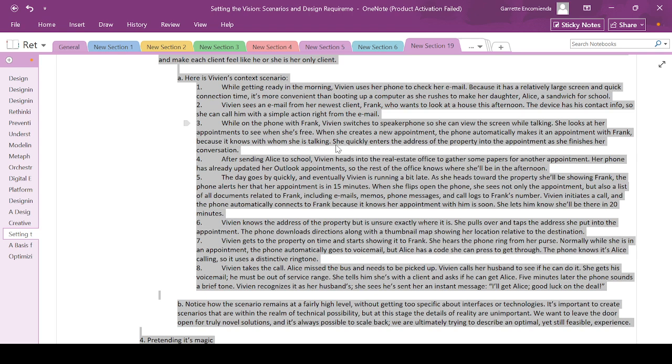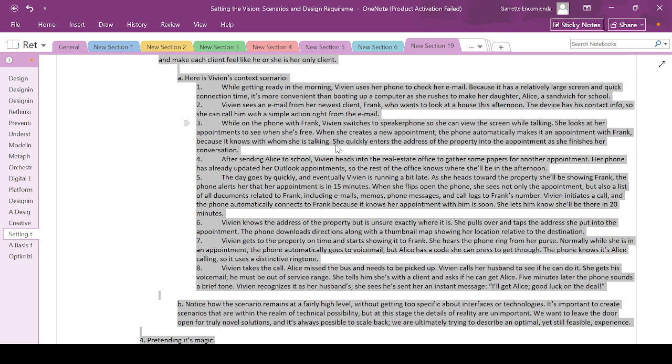So after sending Alice to school, Vivian heads into the real estate office to gather some papers for another appointment. Her phone has already updated her Outlook appointments, so the rest of the office knows where she'll be in the afternoon. The day goes by quickly, and eventually Vivian is running a bit late.